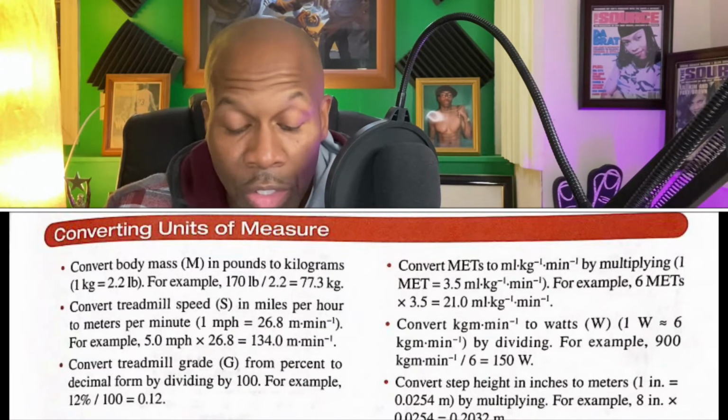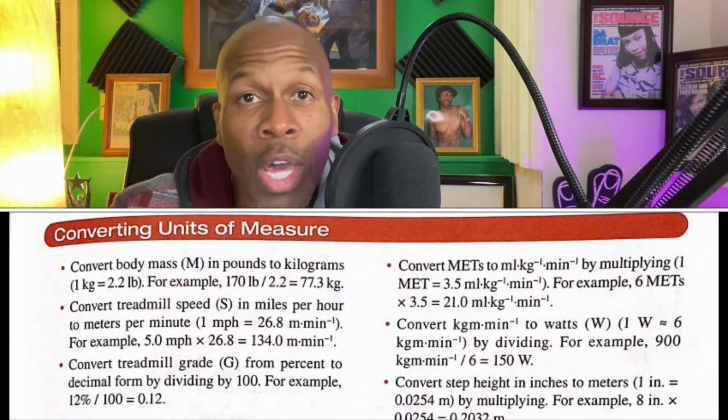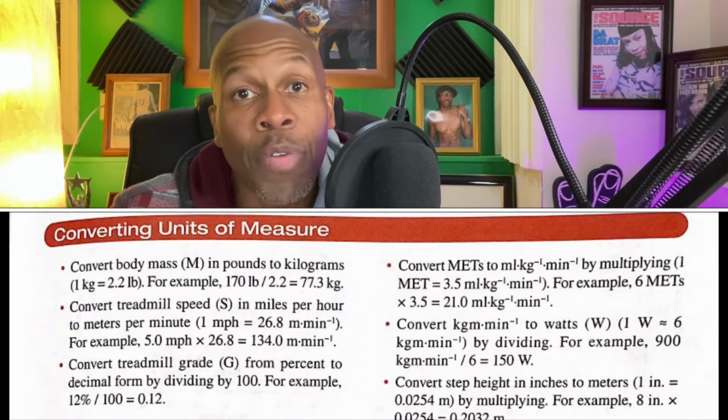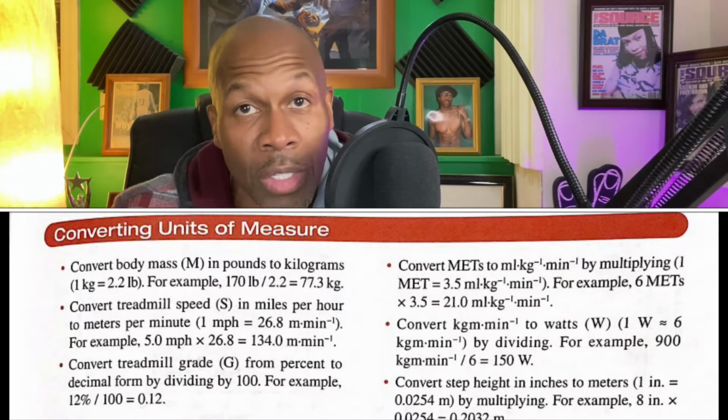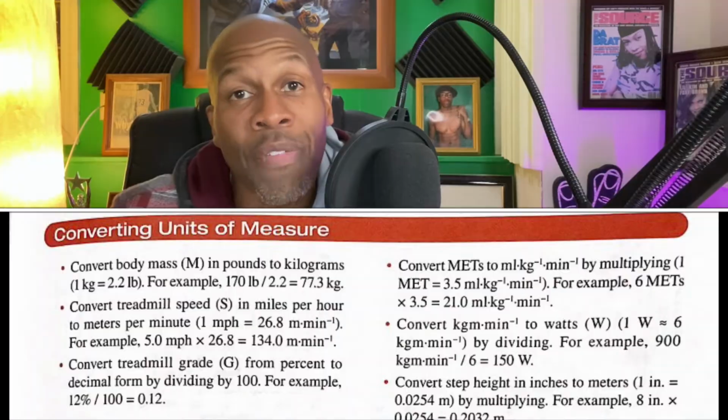Now, once you get that value, you want to look on page 89, and on page 89, you have the paragraph converting units of measure. So you have to take the value that you calculated and you need to convert that into METs. And the way that you do that is you divide that value that you come up with by 3.5. So whatever number you get for stage 1, you divide that by 3.5. That'll give you your answer in METs. You do the same thing for stage 2, and you'll do the same thing for stage 3.